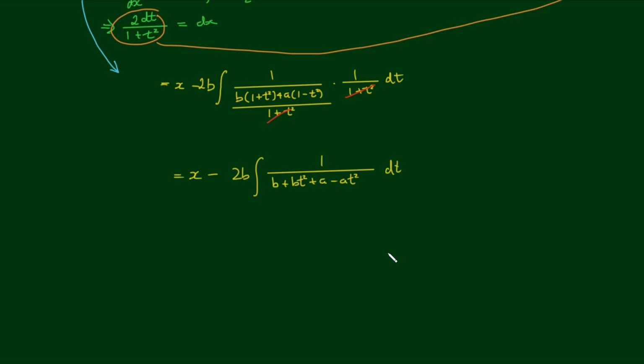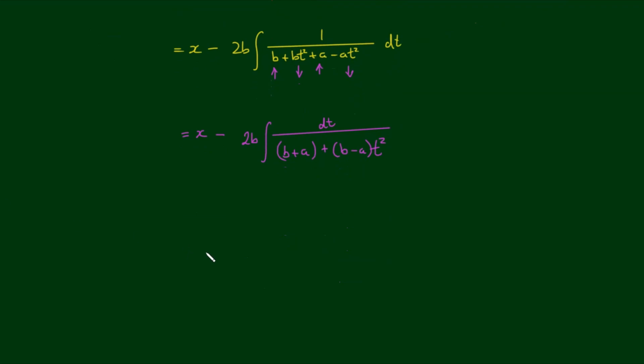Okay, let's change color again. I'm going to group the b and the plus a, so we've got b plus a, and I'm also going to group the t squareds, so we've got b minus a times t squared. So we have the integral of dt over (b plus a) plus (b minus a)t², times 1 over 2b, and we copy down the rest. So it's equal to x minus all of that. Sorry about the purple. I can't think of a different color. Let's change it again because it's really striking on the eyes.